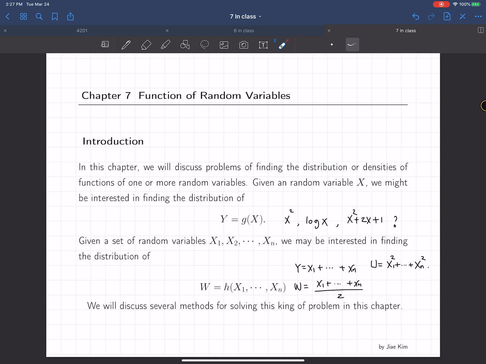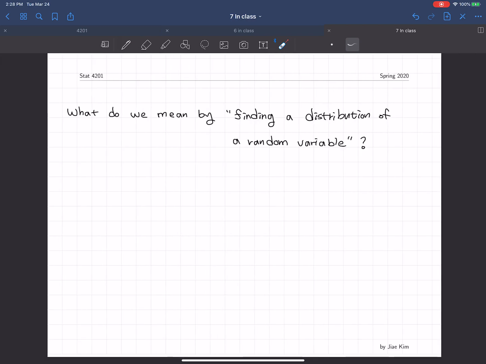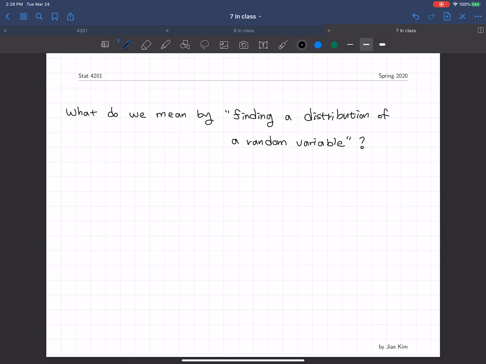In chapter 7 we are going to talk about several methods or strategies for finding the distribution of a given transformation. Before we talk about the methods, let's first think about this question: what do we really mean by finding the distribution of a random variable? How would you define a binomial distribution? How would you define a normal distribution?